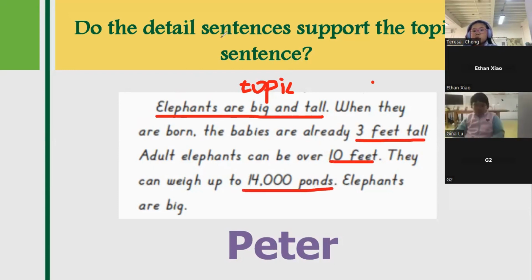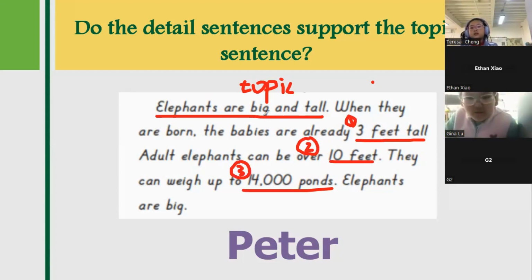So now let's see whether these detailed sentences are for the topic sentence or not. So we can see the first detail. The baby elephant is 3 feet tall. This is one fact. It's about how tall the baby elephant is. And second is about how tall the adult elephant is. And number 3 is how heavy they are, right? So these facts are about the weight and their height, right? So they are facts about their weight and height. So they support that they are 3 feet tall and 10 feet and 14,000 pounds. So they support the topic statement.